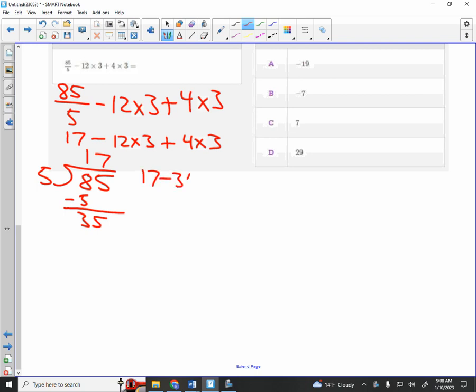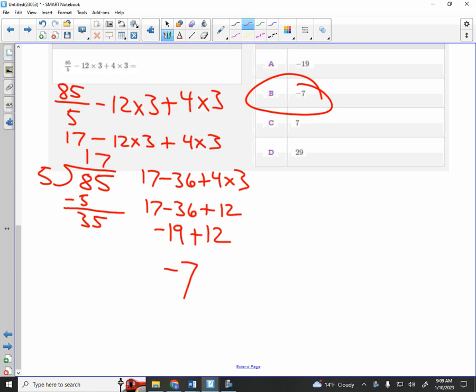17 minus 36 plus 4 times 3. Next step, I'm going to do the 4 times 3. 17 minus 36 plus 12. People generally want to grab the addition first. Don't. Do 17 minus 36 first. And if you do that, you get a negative 19 plus 12. Negative 19 plus 12 is a negative 7. Letter B is correct.